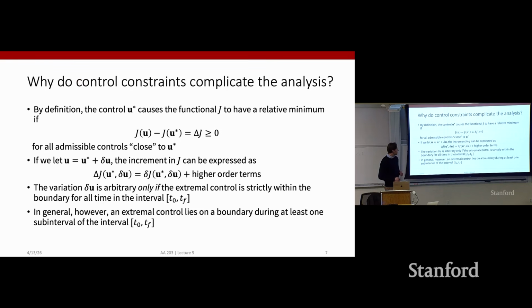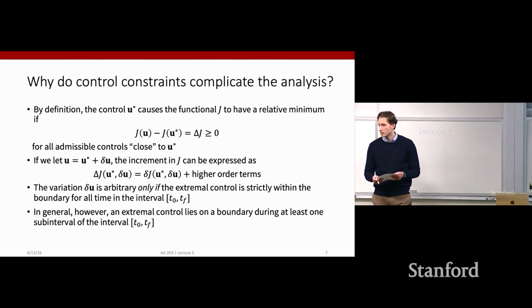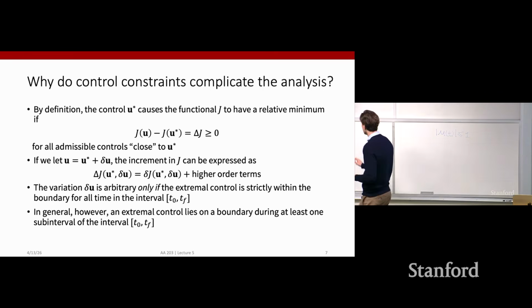Okay. So now, before showing you how the optimality conditions will change, I just want to give you a small insight into why the bounds on the controls complicate the analysis. And the way we'll build this intuition is, as usual, by referring to the finite dimensional case.